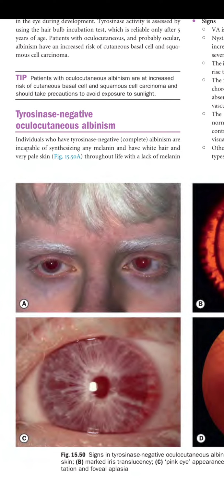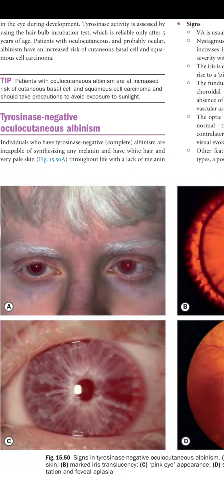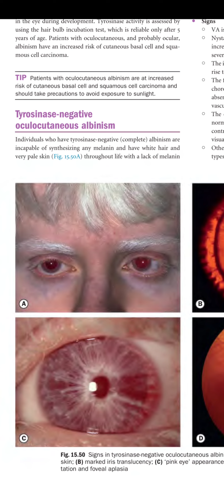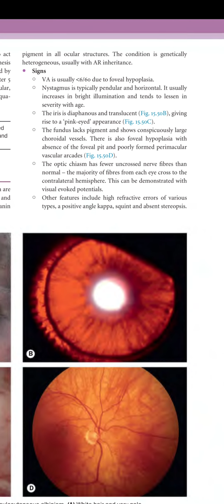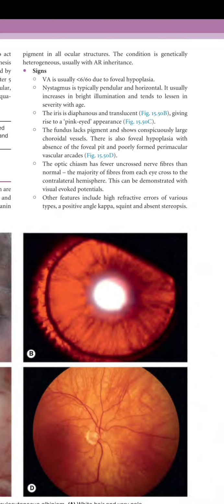So, tyrosinase negative oculocutaneous albinism is basically the more severe form of albinism. The individuals who have tyrosinase negative complete albinism are incapable of synthesizing any melanin and have white hair and very pale skin throughout life, with a lack of melanin pigment in all ocular structures. The condition is genetically heterogeneous, usually with autosomal recessive inheritance. So it is more severe.